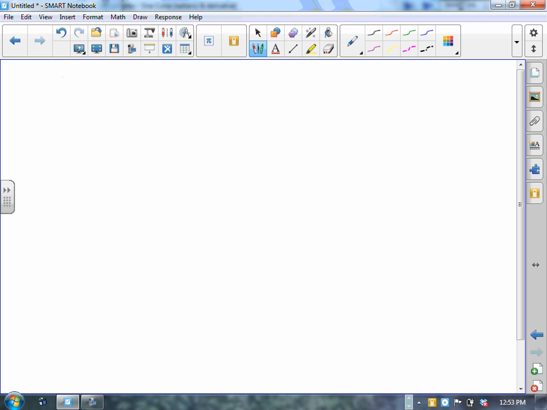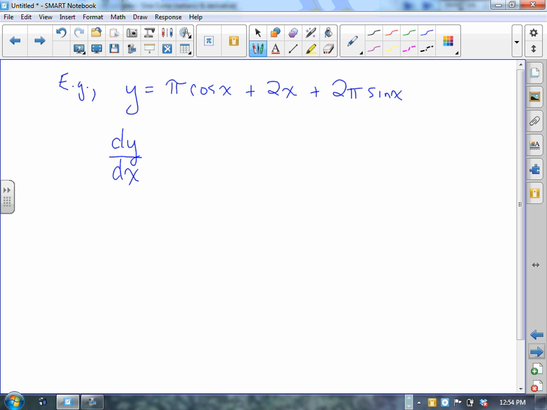Let's do, for example, y equals pi multiplied by the cosine of x plus 2x plus 2 pi sine x. What I want you to take note of in this example is that pi is a constant, 2 pi, all of that, is constant, and of course 2 is a constant multiplier.